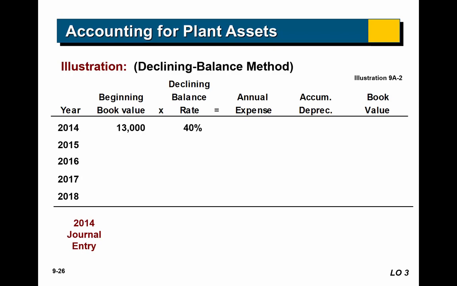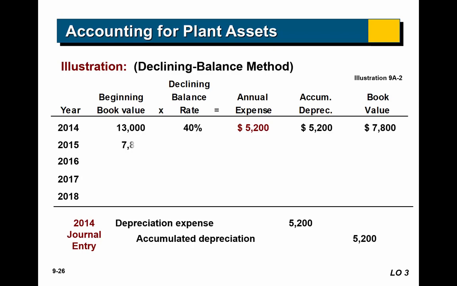We multiply the book value by the rate and that gives us a depreciation expense. Our accumulated depreciation will be the same in the first year as our annual expense. And then our book value will be the cost minus the expense. Now here's where it gets different. In the second year, so there's the first year's journal entry. In the second year, we have the beginning book value of $7,800, and now we're going to multiply it by the rate. So rather than it being the same amount each year, it's going to be the same rate each year. And we're multiplying by the book value, not by the cost, like we did in the straight line method.